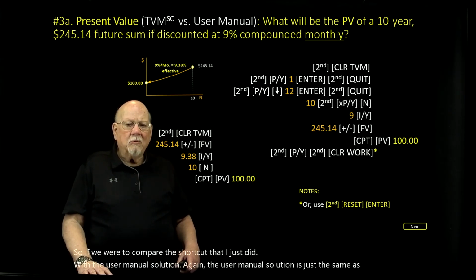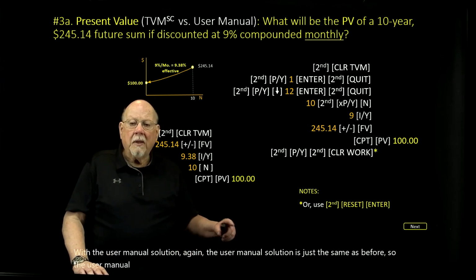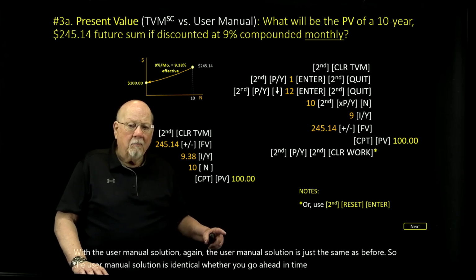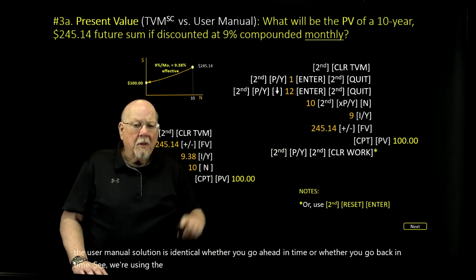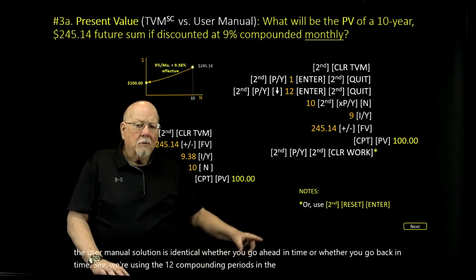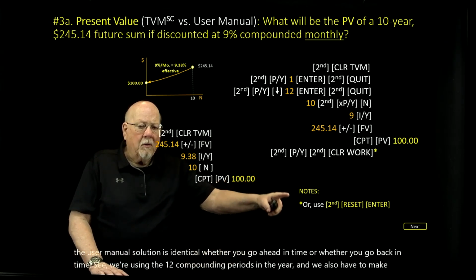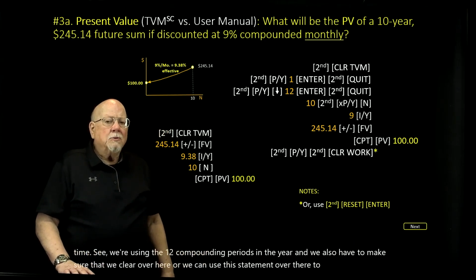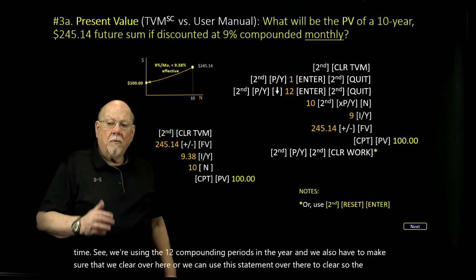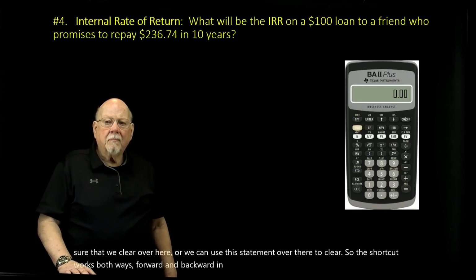So the user manual solution is identical, whether you go ahead in time or whether you go back in time. See, we're using the 12 compounding periods in the year, and we also have to make sure that we clear over here, or we can use this statement over there to clear it. So the shortcut works both ways, forward and backward in time.